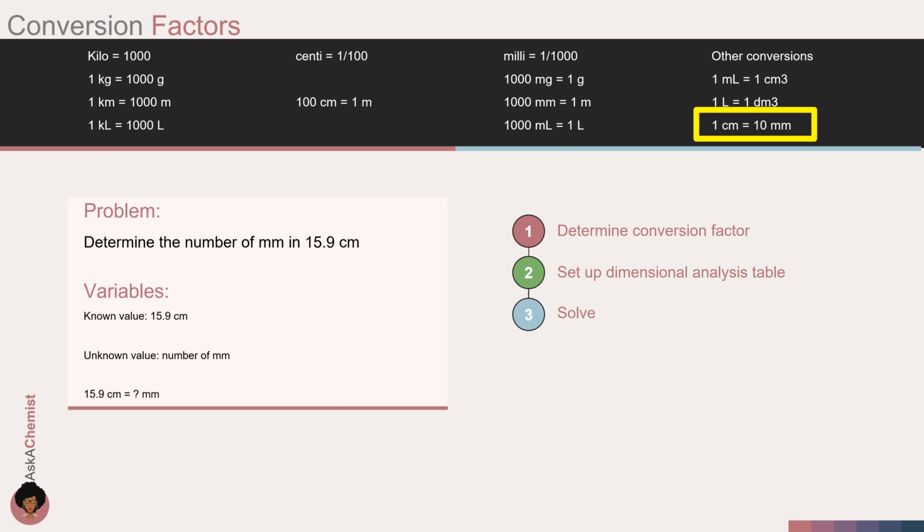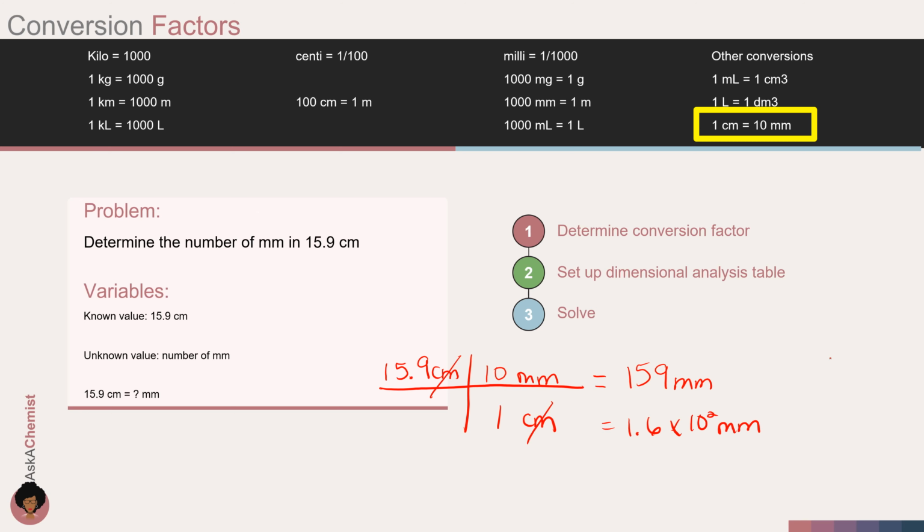So to set up our table, once again, we start with the value that we know that we have, which is 15.9 centimeters. And we're going from centimeters to millimeters. We want centimeters on the bottom. And then we just put in the values for the conversion factor. There's 10 millimeters in 1 centimeter. These will cancel because they're the same unit on the top and on the bottom, leaving us with 159 millimeters. Or you could say 1.6 times 10 to the 2nd millimeters.